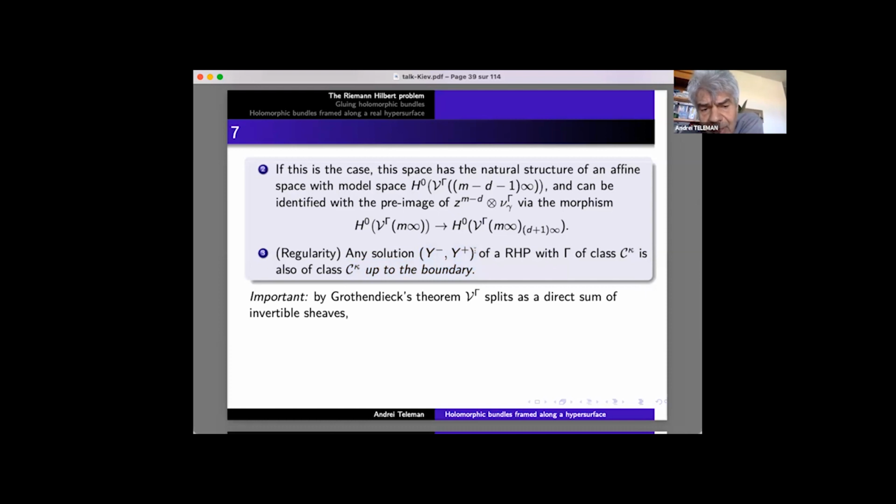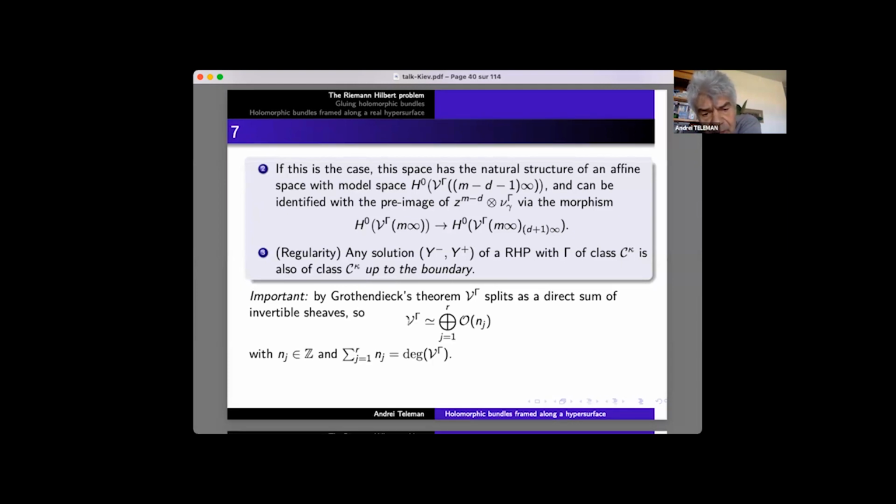Important. By Grothendieck's theorem, we know all locally free coherent sheaves, holomorphic bundles if you wish, on P1. It is a famous theorem of Grothendieck, which says that any locally free sheaf, if you prefer, any holomorphic vector bundle on P1, splits as a direct sum of invertible sheaves, the line bundles, if you prefer the terminology of bundles. So invertible sheaves are locally free of rank 1, and they correspond to line bundles.